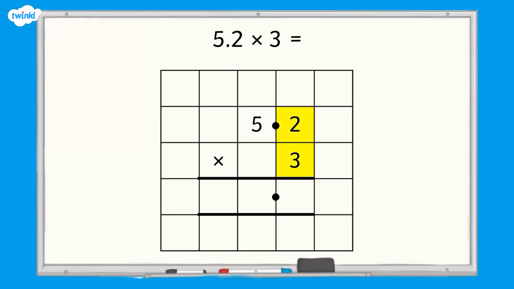First, we multiply the 2/10ths by 3. 2 times 3 is 6, so 2/10ths times 3 is 6/10ths, which we write in the tenths column. We then multiply the 5 ones by 3, which is 15, so we write this in the ones and tens columns. This means that 5.2 multiplied by 3 equals 15.6.